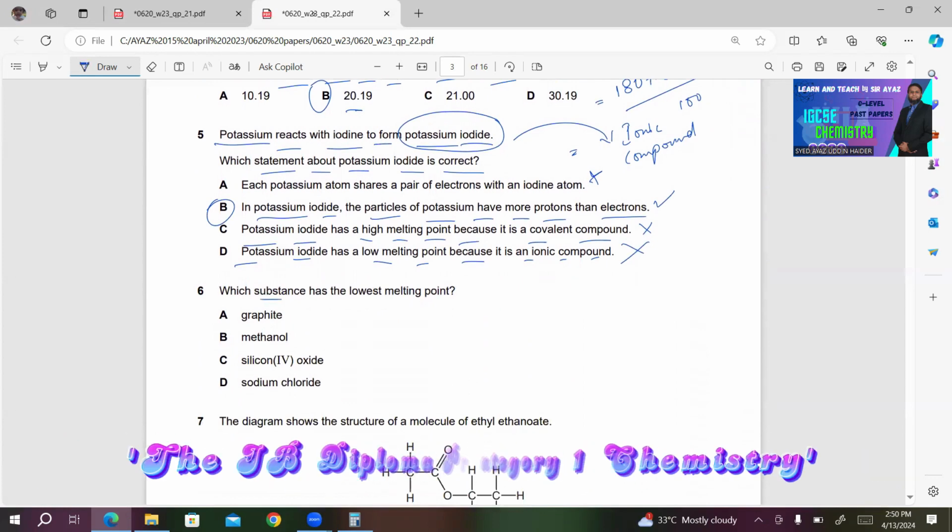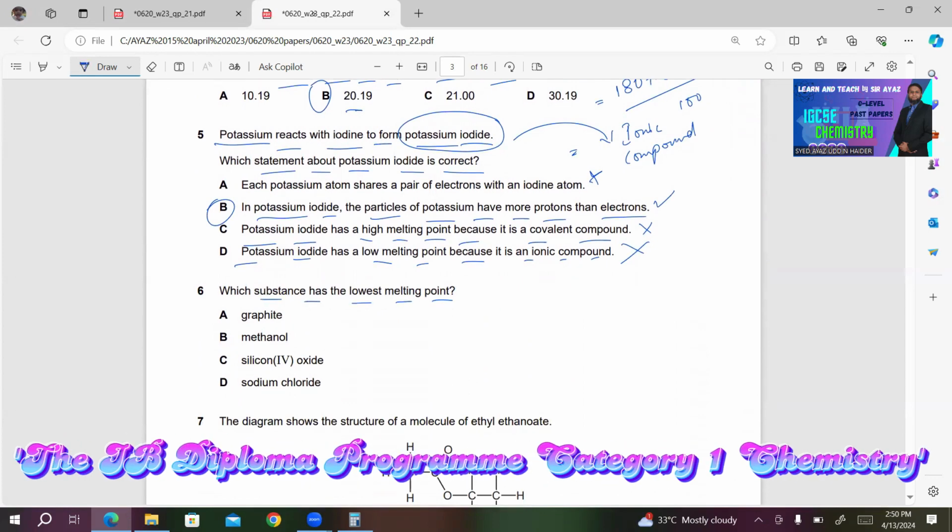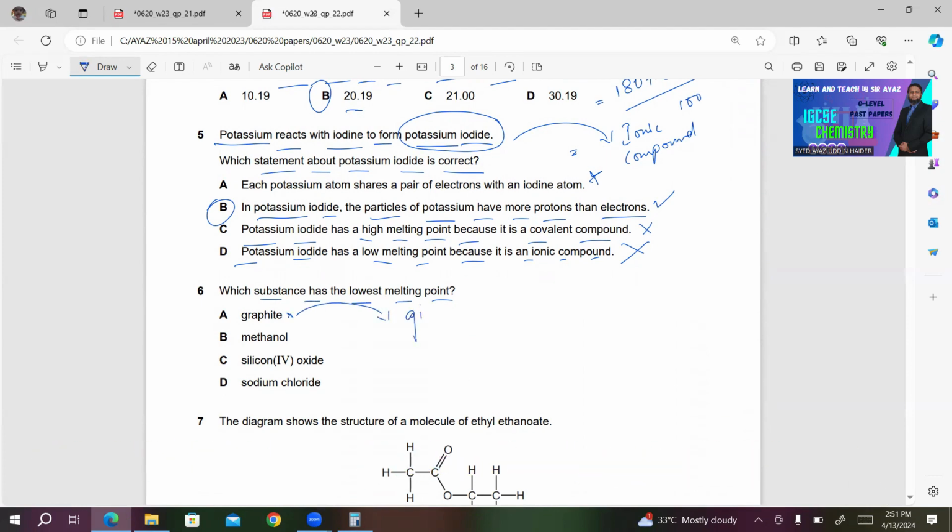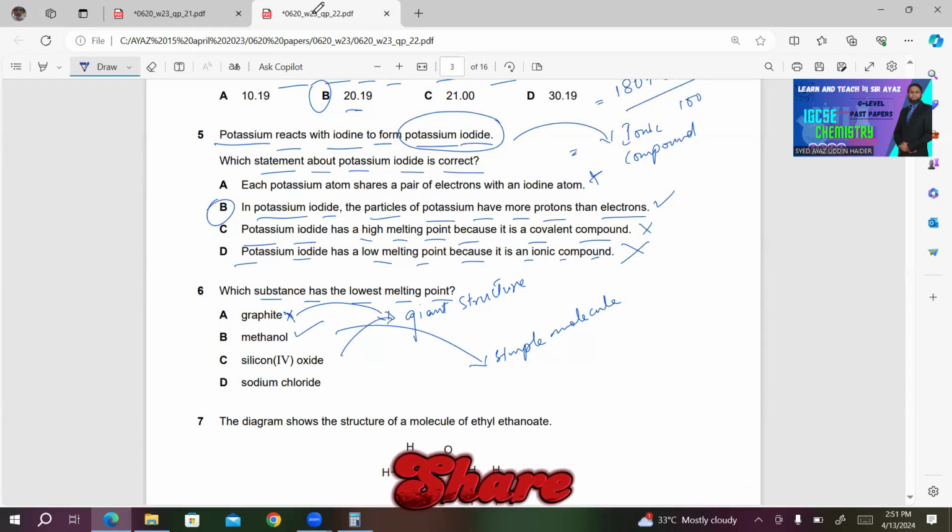Number 6. Which substance has the lowest melting point? A. Graphite. It's a giant structure. It's wrong. B. Methanol. It looks correct to me because it contains simple molecules of methanol with weak intermolecular forces. Silicon dioxide, again a giant structure. Sodium chloride, again a giant structure, which is a giant ionic lattice. So B must be the right answer for MCQ number 6.